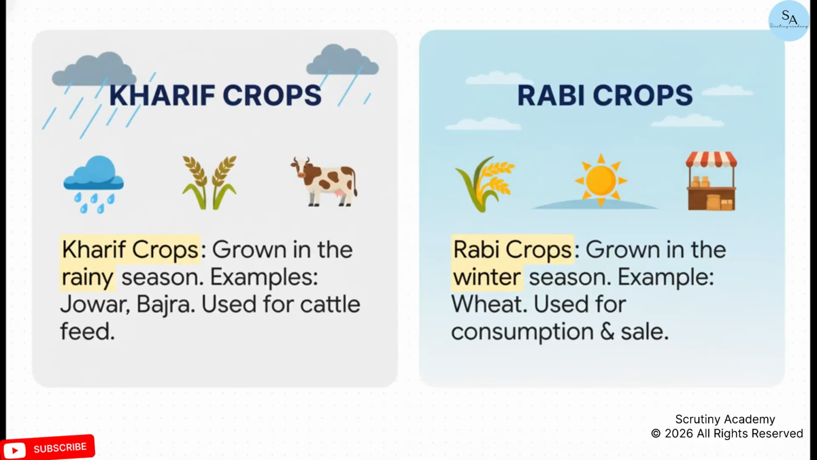Ding, ding, ding. Here comes another classic exam comparison. You have got to know the difference between Kharif and Rabi crops. So, Kharif crops, think rainy season. These are things like jowar and bajra, and they're mostly used to feed cattle. Then you have Rabi crops, which are grown in the winter. The big one here is wheat. This is what the family eats, and whatever's left over, that's the surplus, gets sold at the market. Got it? Rainy versus winter.